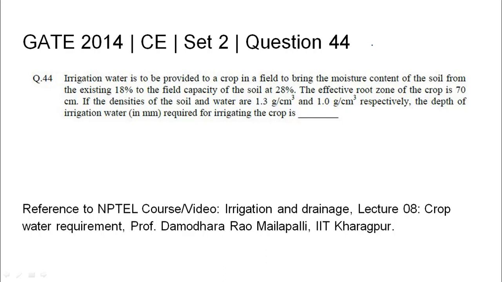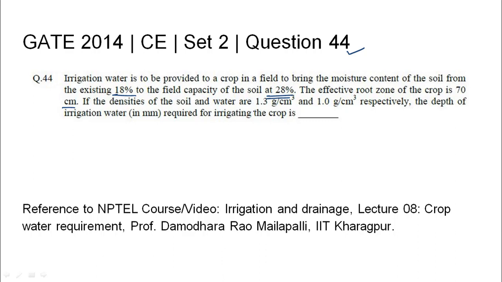GATE 2014 Civil Engineering Set 2 Question 44. Irrigation water is to be provided to a crop in a field to bring the moisture content of the soil from the existing 18% to the field capacity of the soil at 28%. The effective root zone of the crop is 70 cm.